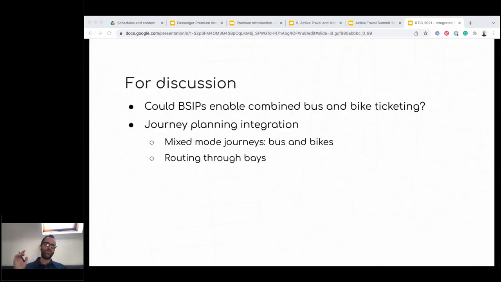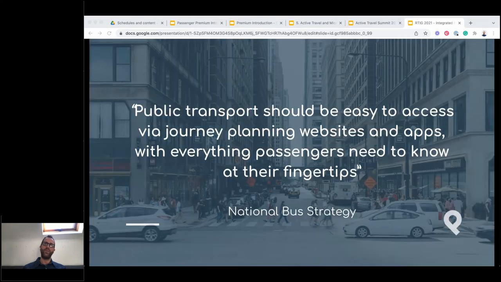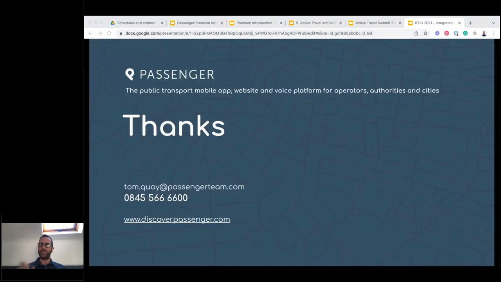What's next with BSIPs? Potentially there is an opportunity to bring in bike and bus into a single ticketing. And obviously then that would pave the way to integrate the journey planning as well. Final nod to the bus strategy, public transport should be easy to access via journey planning websites and apps with everything passengers need to know at their fingertips. And that is certainly what we are attempting to do.